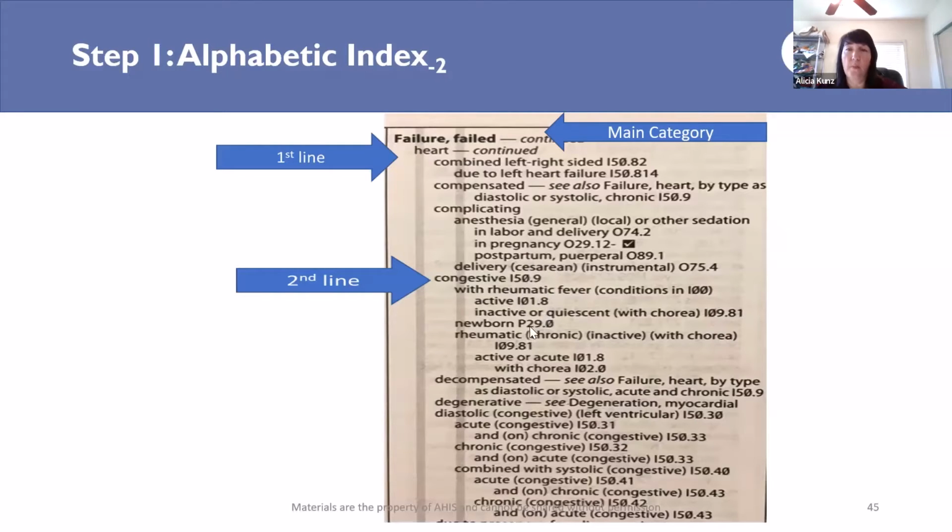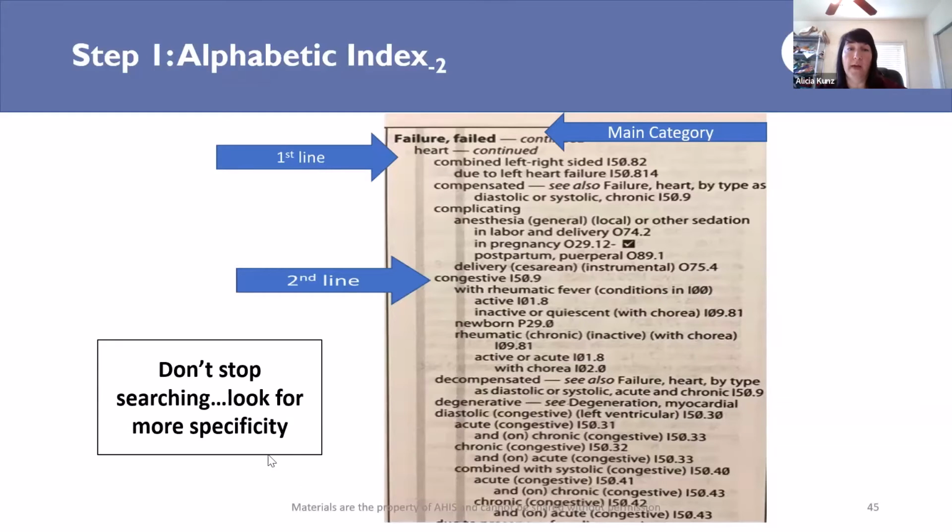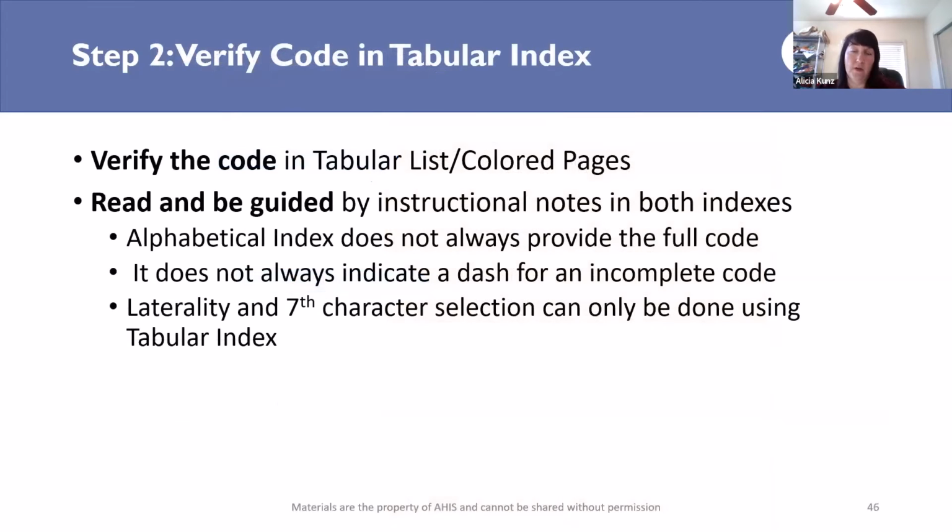So if you know more and you want to look up more, you would keep going. Is it diastolic? Is it systolic? Is it acute? Is it chronic? Is it acute on chronic? So you can find your most specific. Again, keep searching for the level of specificity that you may need depending on what your physician has told you.